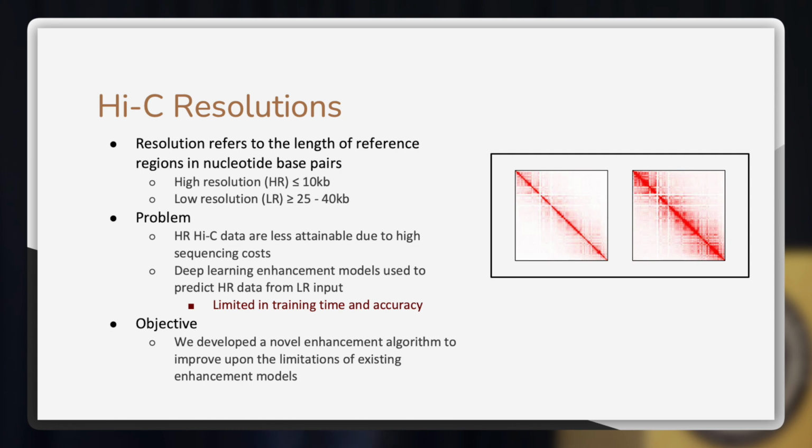So we have high resolution, which is anywhere less than or equal to 10 kilobase pairs in length. So that means each column and row represents 10,000 base pairs. Low resolution is typically anything greater than 25 to 40 kilobase pairs. As you can see here, we have low resolution data. To the right is high resolution data. You can see low resolution has a significant amount of entries that are lost, whereas in the high resolution we can identify many more interactions that are occurring.